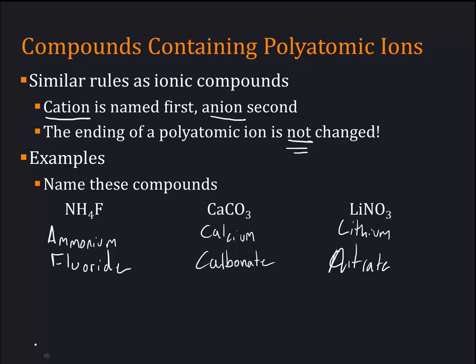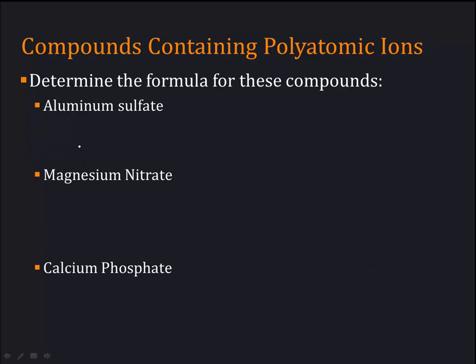So these follow similar naming rules as before. Now, when you're going the other way, it's a little bit trickier. Determine the formula for these compounds. Alright, aluminum, Al, is a 3 plus ion. Sulfate, SO4, remember, sulfate is actually a 2 minus ion.